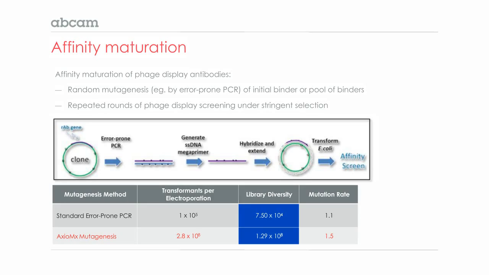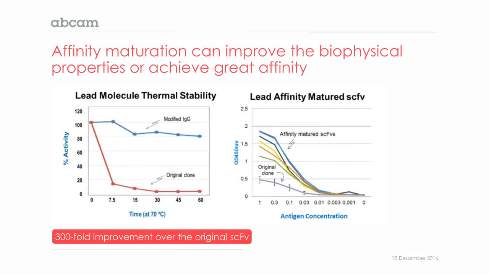So when comparing Axiomx mutagenesis to error-prone PCR alone, the Axiomx mutagenesis offers greater diversity in the phage library and an increased rate of mutation. So affinity maturation can also help improve the properties of the identified binder.